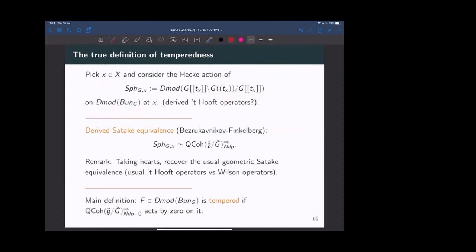The difference with the usual situation is I consider D-modules, the whole derived category of D-modules, versus just perverse sheaves. So usually people consider perverse sheaves on this quotient, but here I consider the entire derived category of D-modules, and that's why it's called derived Satake. Derived Satake is the theorem that describes this Langlands duality for this category. And here it is, due to Beraldo and Finkelberg.